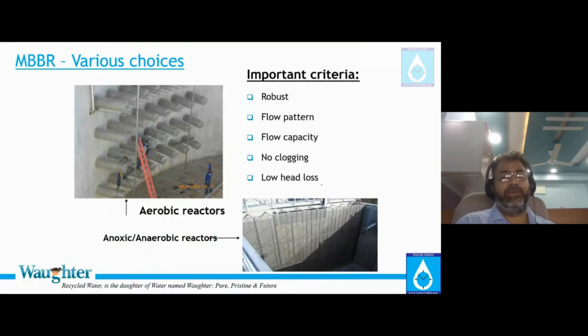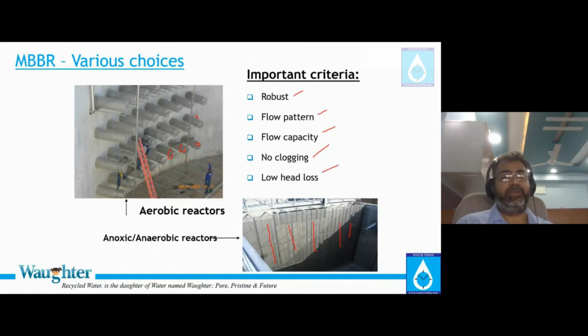Next is this, you can see here, there's something called MBBR. Various choices are there in terms of screen. So what you're seeing is a very large system. You can see the aeration system here, but what you see here is so many screens, right? What is the purpose of this screen? If you look at the anoxic tank, this entire wall itself is the screen. Again, the design criteria should be very robust. You should understand the flow pattern. You should understand the flow capacity. These screens should not clog. And finally, these screens should not have any head loss.